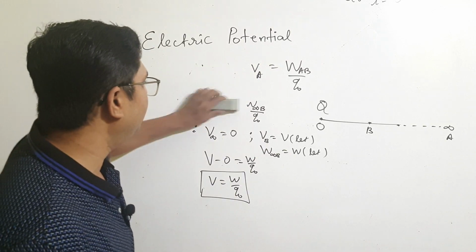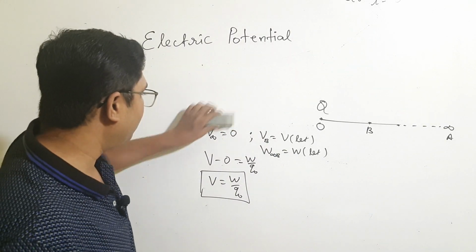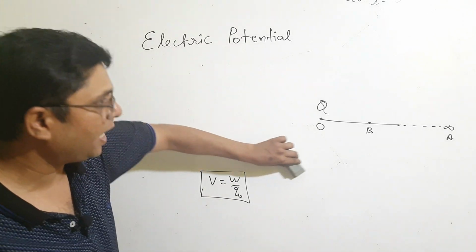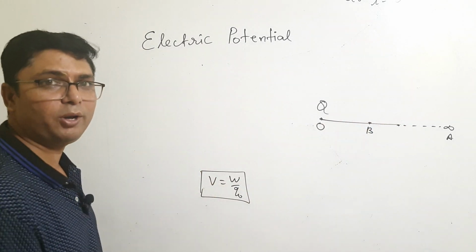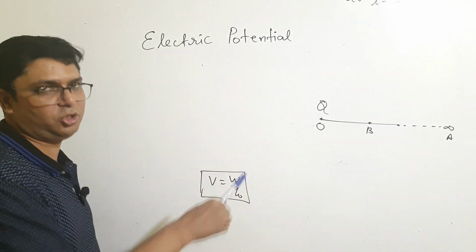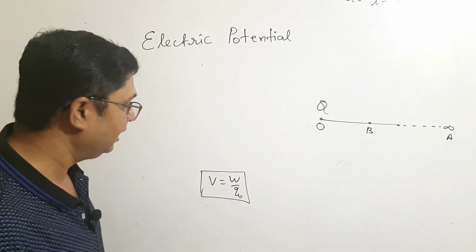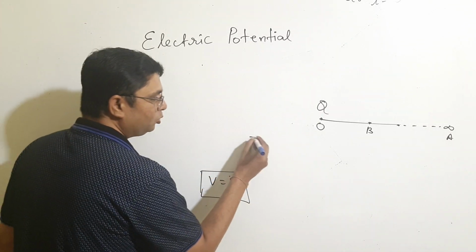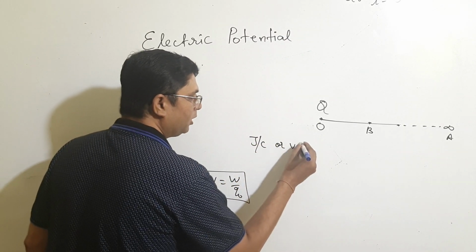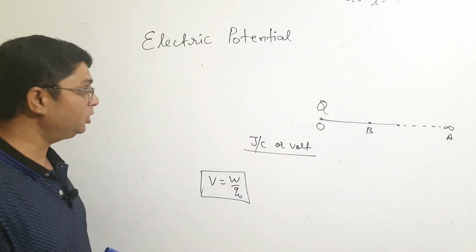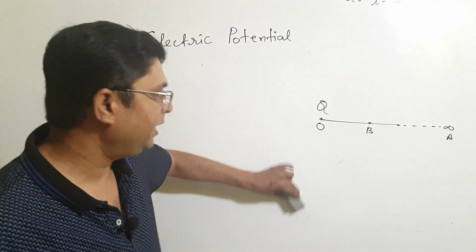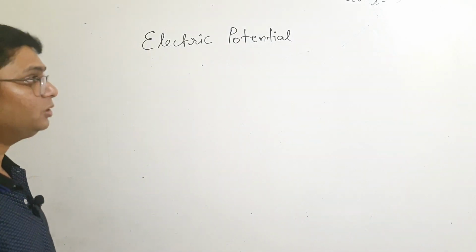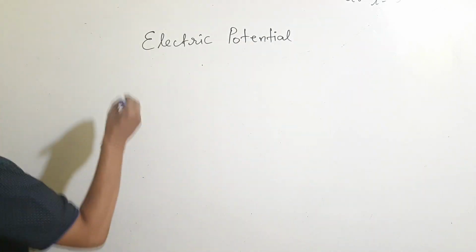So electric potential is defined as work done per unit test charge in bringing a charge from infinity to a given point in the field of the source charge. It is a scalar quantity and its SI unit is joule per coulomb or volt. This is said to be electric potential. Now you are going to see what will be the expression for electric potential which we are going to use in this chapter.